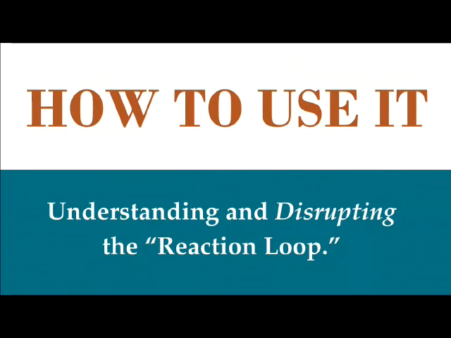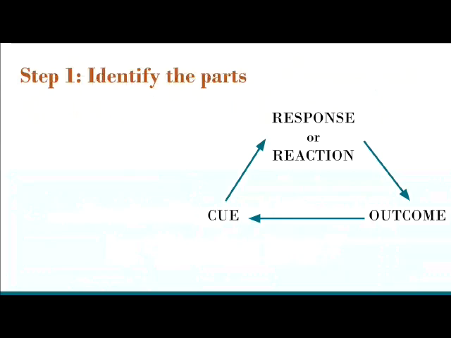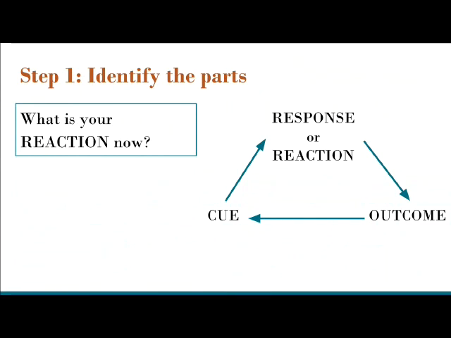All right, so let's talk about how do you actually use this loop. If you understand it, if you can kind of dissect where you're at, you still need to be able to figure out how to use it. So we're gonna identify the parts. So first off, I actually like to start with the reaction because I think that's the part that most people are familiar with, right? They know what the reaction is. That's why you're watching this video probably. So what is a reaction you're having that is problematic?